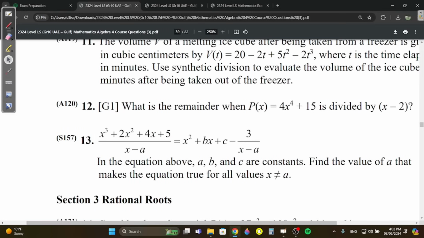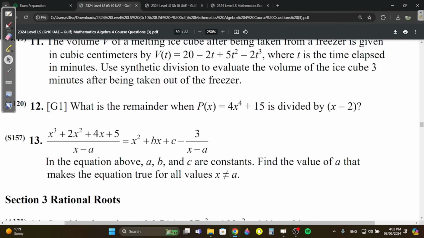Page 39. What is the remainder when dividing? Very easy. How do we find the remainder without actually having to divide? We just plug in the root. The root of x minus 2 is 2. So we just plug in 2.